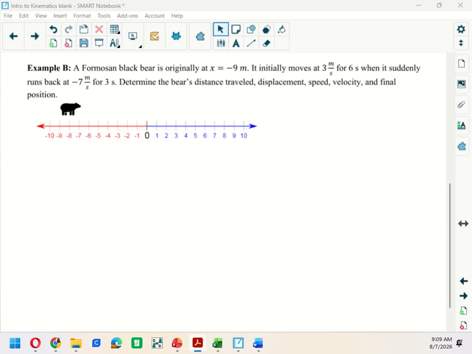Now we're going to go through and actually look at all the things he was asking for. So we found the final position, which is my xf. My x of the final position was at -12. Velocity. Do I have it labeled up here? Yeah, because we have more than one velocity. My first one is 3 meters per second. Good. My second velocity is going to be -7 meters per second. That's good.